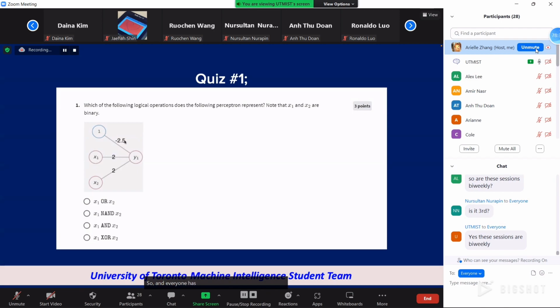Everyone has remembered how this neuron operates, right? They take the inputs, multiply by the weight, and sum at the cell body, right? So over here, the first step is we have the 1 input in the blue bubble, and we multiply that by the weight of negative 2.5. Sorry, I'm really bad at drawing this.